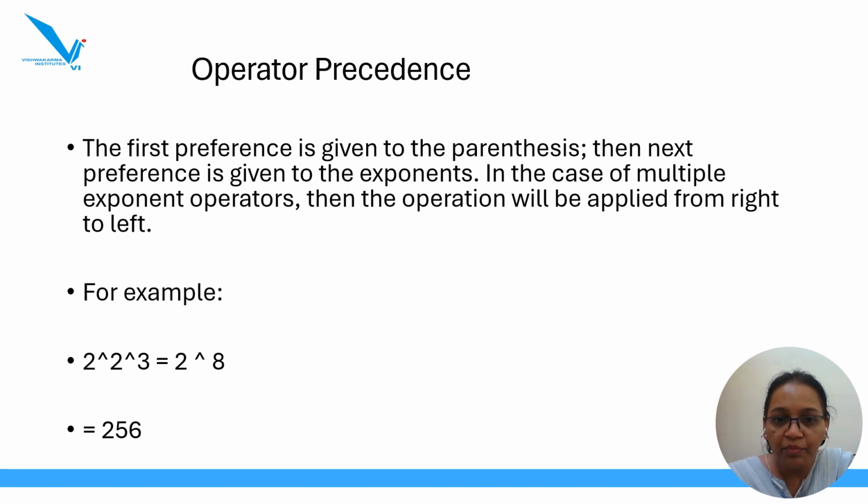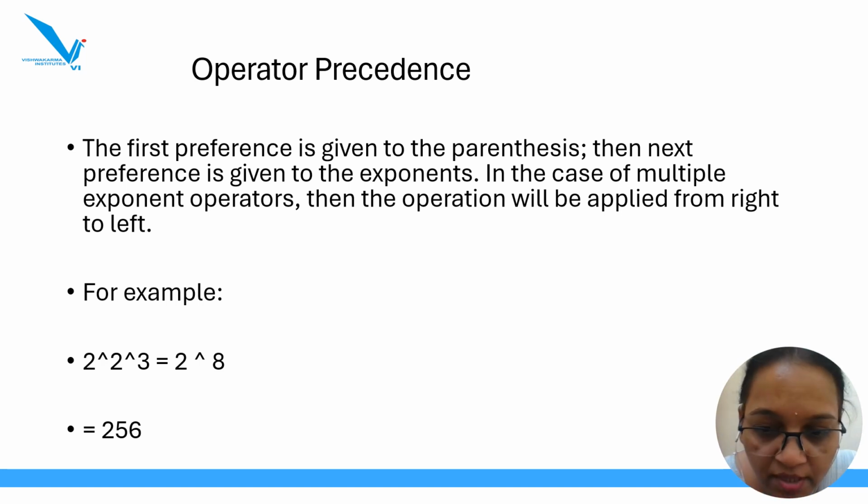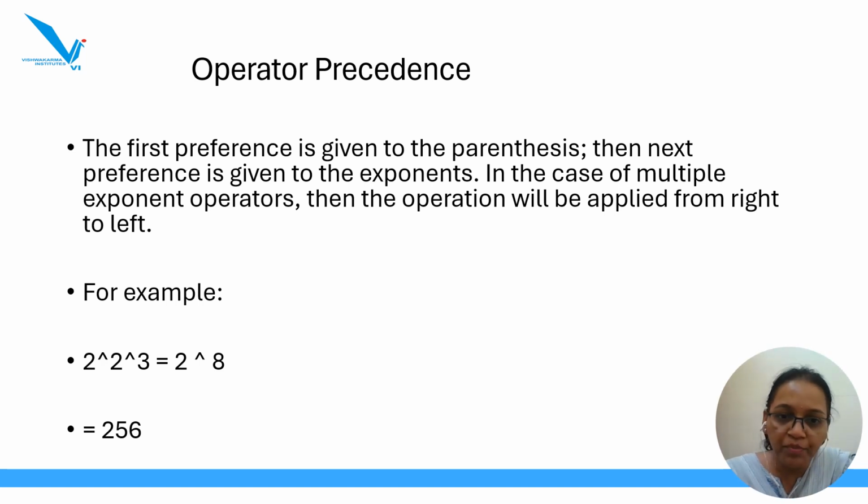Now in case multiple exponent operators are there, right? Exponent is at the highest precedence after the parenthesis, and if there are multiple exponent operators in an expression, then the operation will be applied from right to left. For example, suppose we have 2 raised to 2 raised to 3. There are multiple exponent operators. So what to do first? 2 raised to 2 and then 2 raised to 3, or 2 raised to 3 and then 2 raised to 2? In such cases, we have to apply the operation from right to left. So initially you have to do 2 raised to 3. It will come out to 8, and then 2 raised to 8 comes out to be 256.